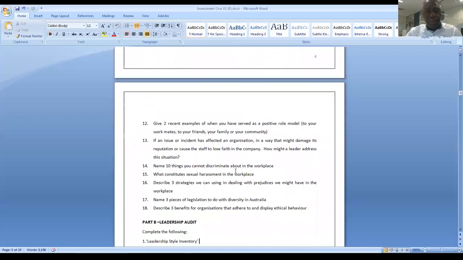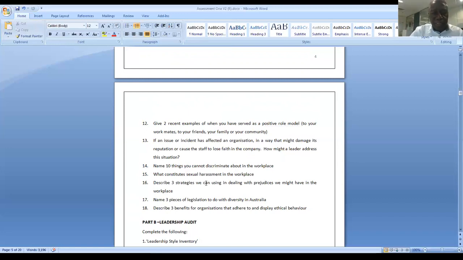So then you're going to give examples of how you served as a positive role model in your company, and if there was an incident in the organization that can prove how you reacted, or how you increased people's faith in you, in your leadership style, and how you address certain difficult situations. And obviously you've got to name 10 things you cannot discriminate about in the workplace. Easy.